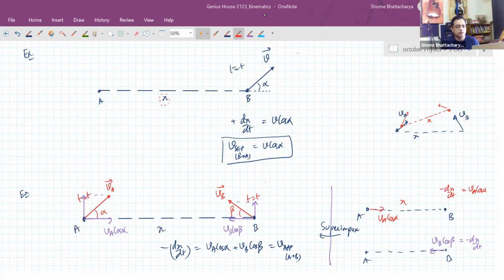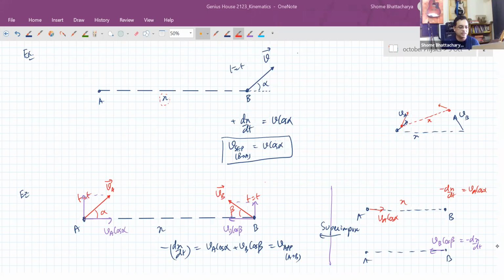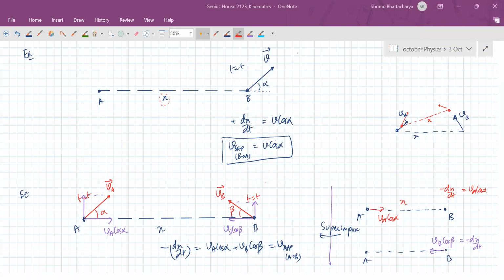What we'll have to do now is understand that in a general situation, all four of these quantities are instantaneous: VA, VB, alpha, and beta. Do you understand the point? All four of them might be changing with time. So to find how the distance between A and B has changed, that is delta x, we have to integrate this whole thing with respect to time. Okay, sir, I got it. All right.